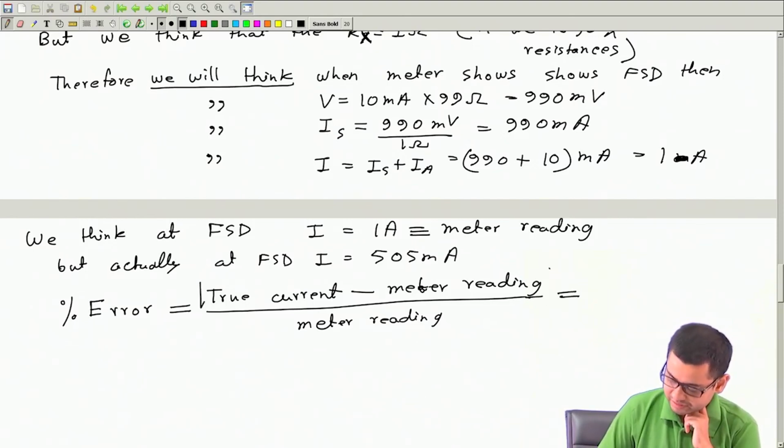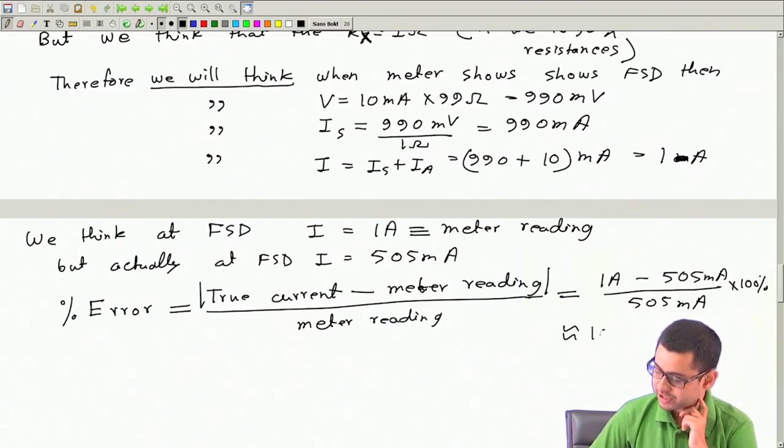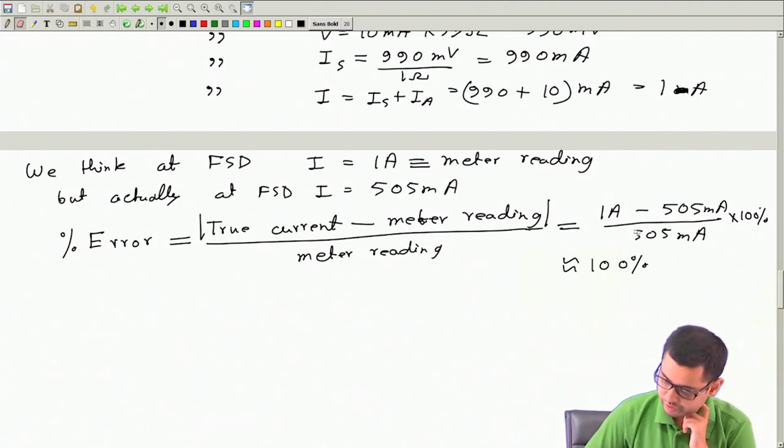Then you can take a mod sign, if you do not want the plus minus sign. Then this value is almost like true value is 1 ampere minus this is 505 milliampere divided by 505 milliampere. So this will come out to be approximately 100%. Huge error. Sorry, there is a mistake. So this is not 505. Okay, there is a mistake.